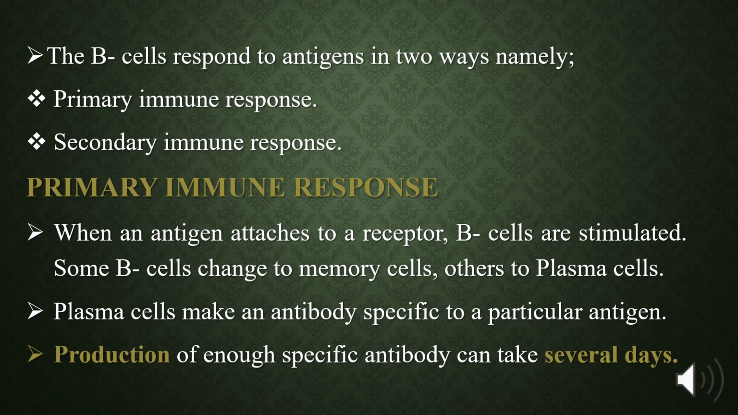The B cells respond to antigens in two different ways, namely primary immune response and secondary immune response. Primary immune response. When an antigen attaches to the receptor, B cells are stimulated. Some are changed to memory cells and the others to plasma cells. Plasma cells make an antibody specific to a particular antigen. In primary immune response, the production of enough antibody takes several days.